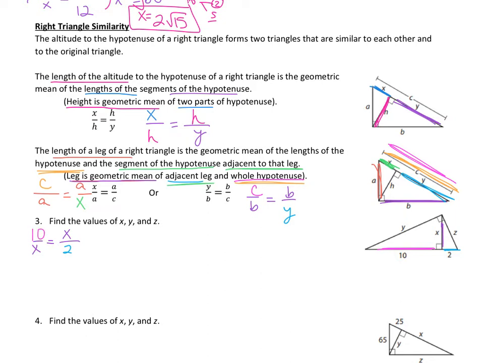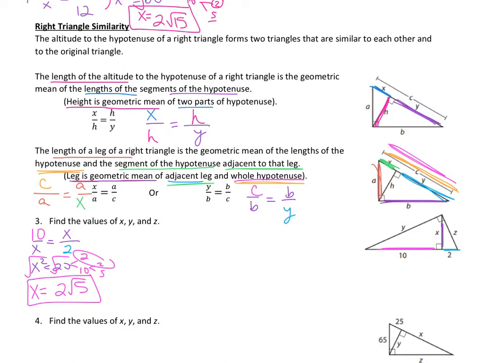So that's how my proportion would be set up. Let's go ahead and solve that for my x. So we would get x squared equals 20. We need to take the square root of both sides to solve it. Let's break this down. We've got 2 and 10, and then 2 and 5. So we've got a pair of 2's, so we'd have 2 square root 5 for our x.